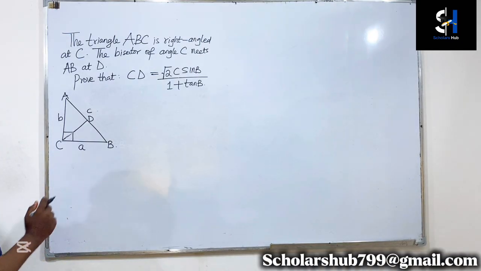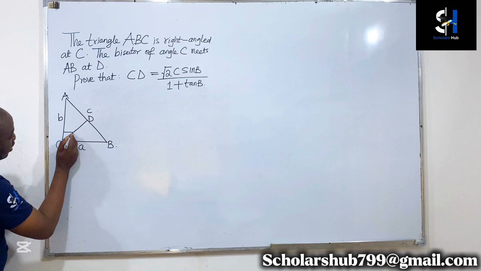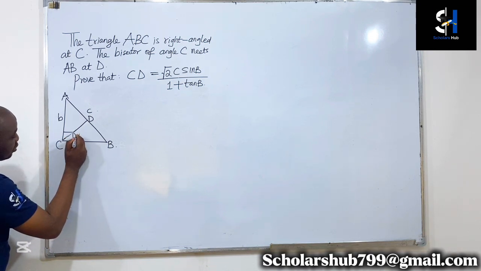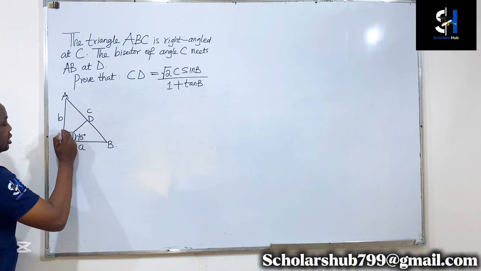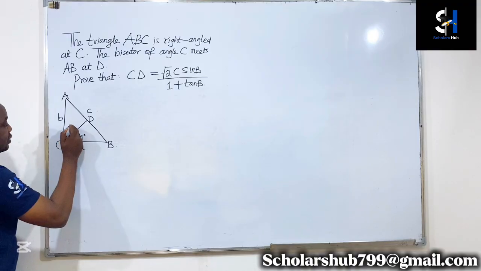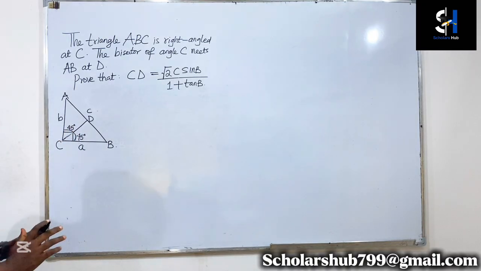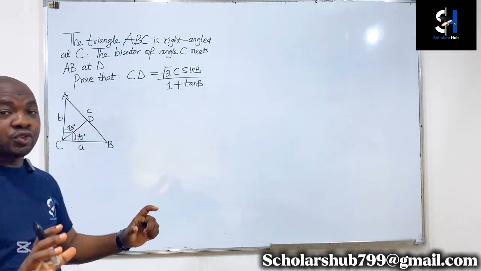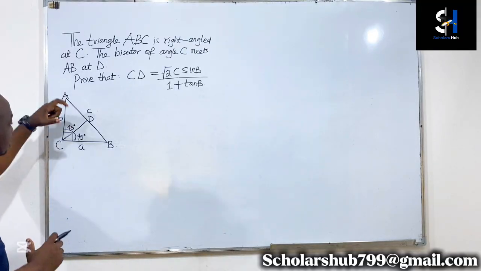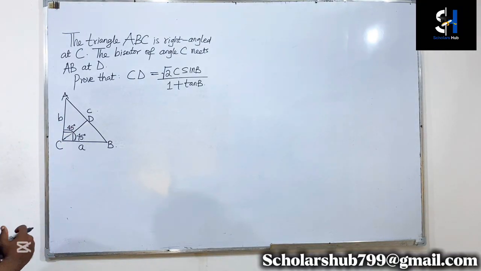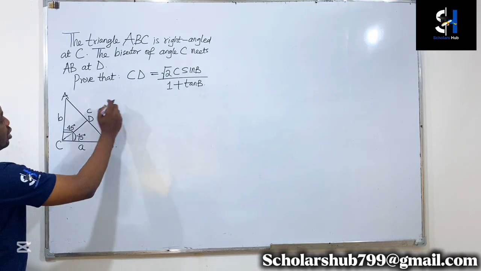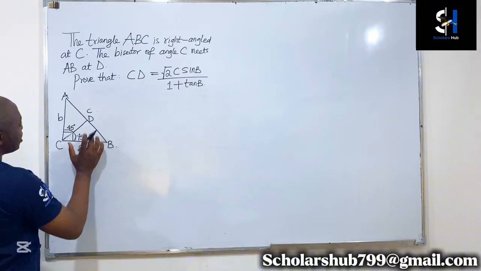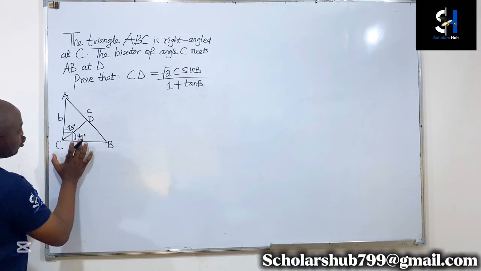So that means we're going to have angle BCD to be 45 degrees, then angle ACD to be 45 degrees. So that means we now have two triangles in this triangle. So I'm going to start with any one of the two triangles.